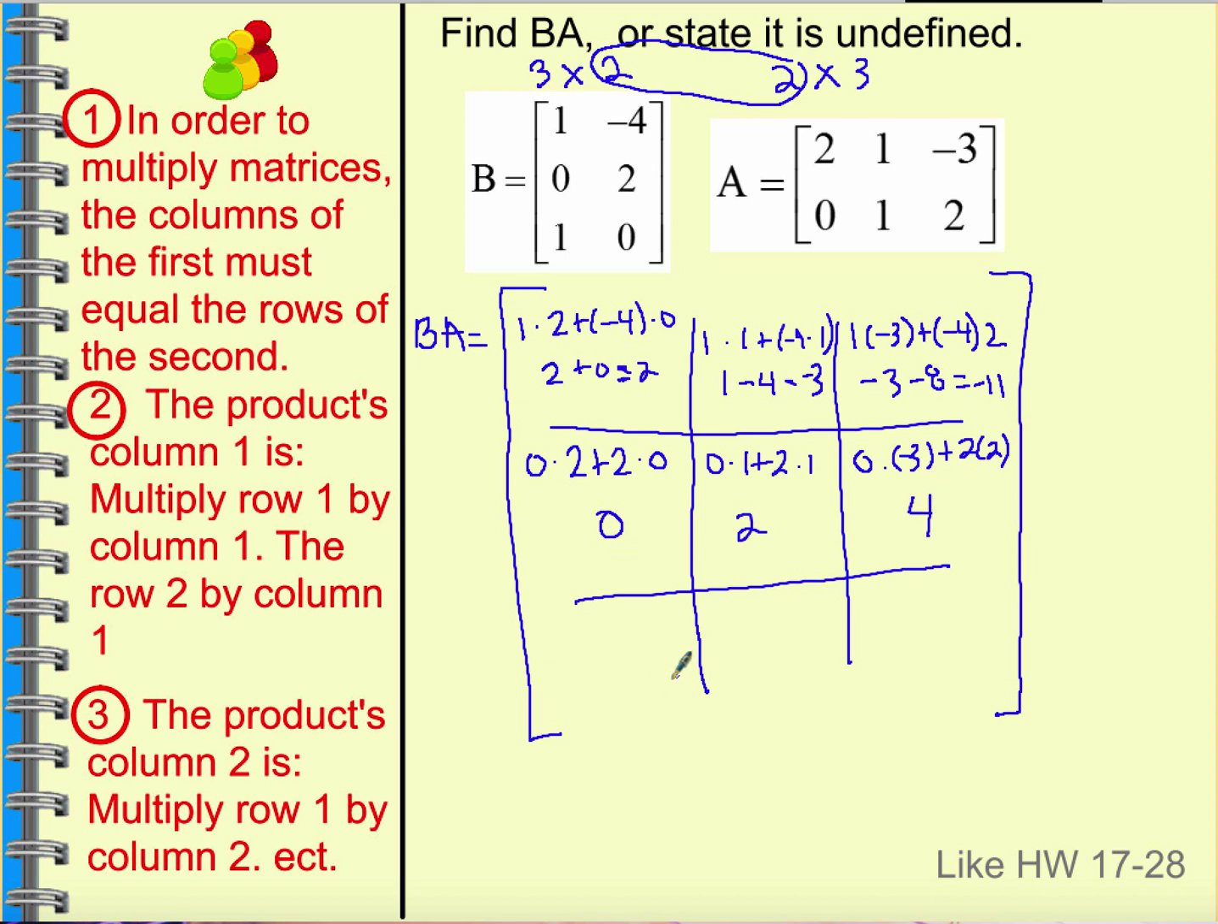Fantastic. Now we're on to our third row. I am done with 0, 2, never going back there. I am in this third row and I'm going to stay there till the end. Here we go. 1 times 2 from the first column plus 0 times 0 from the first column. That gives me 2. 1 times 1 from the second column plus 0 times 1 from the second column. That's 1. And then 1 times negative 3 from the third column plus 0 times 2 from the third column. And that gives me negative 3.